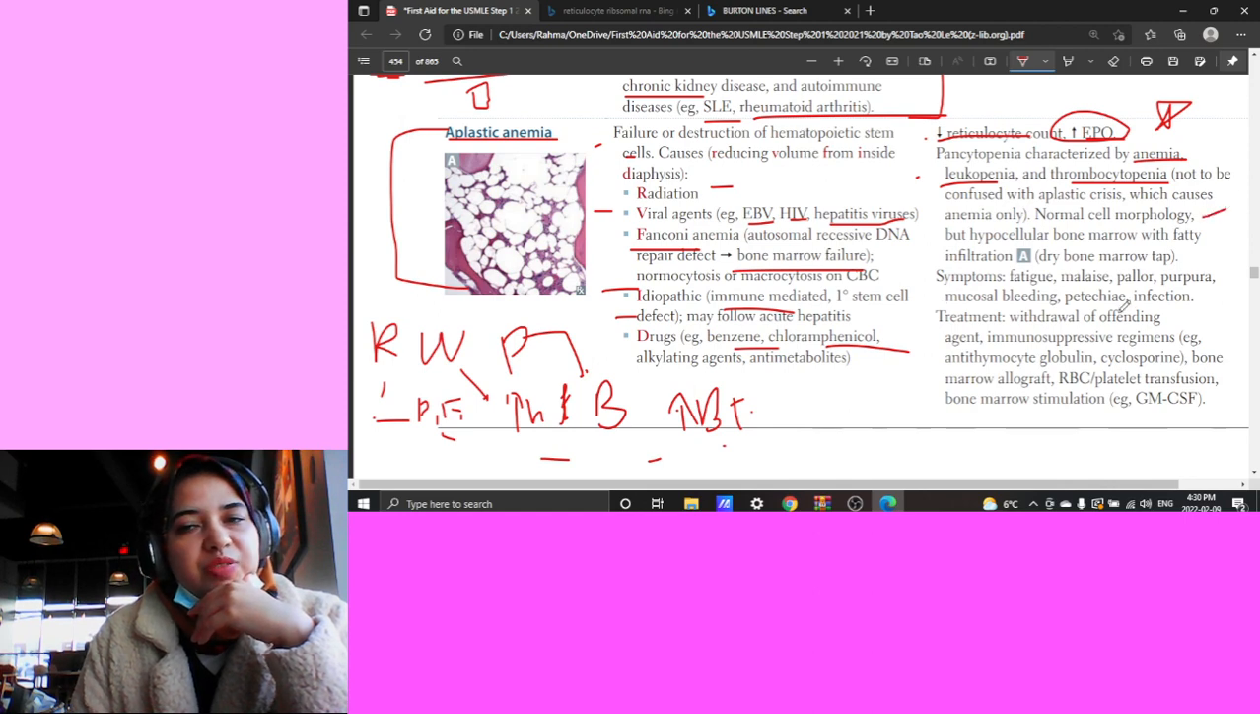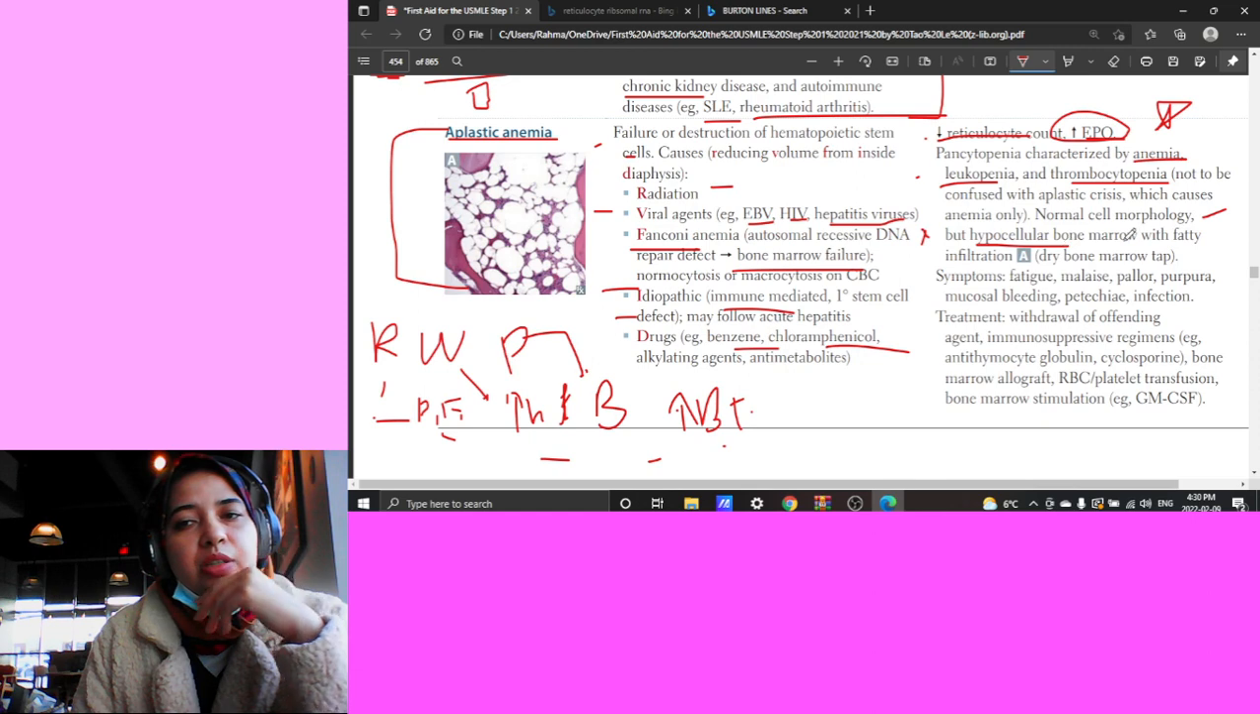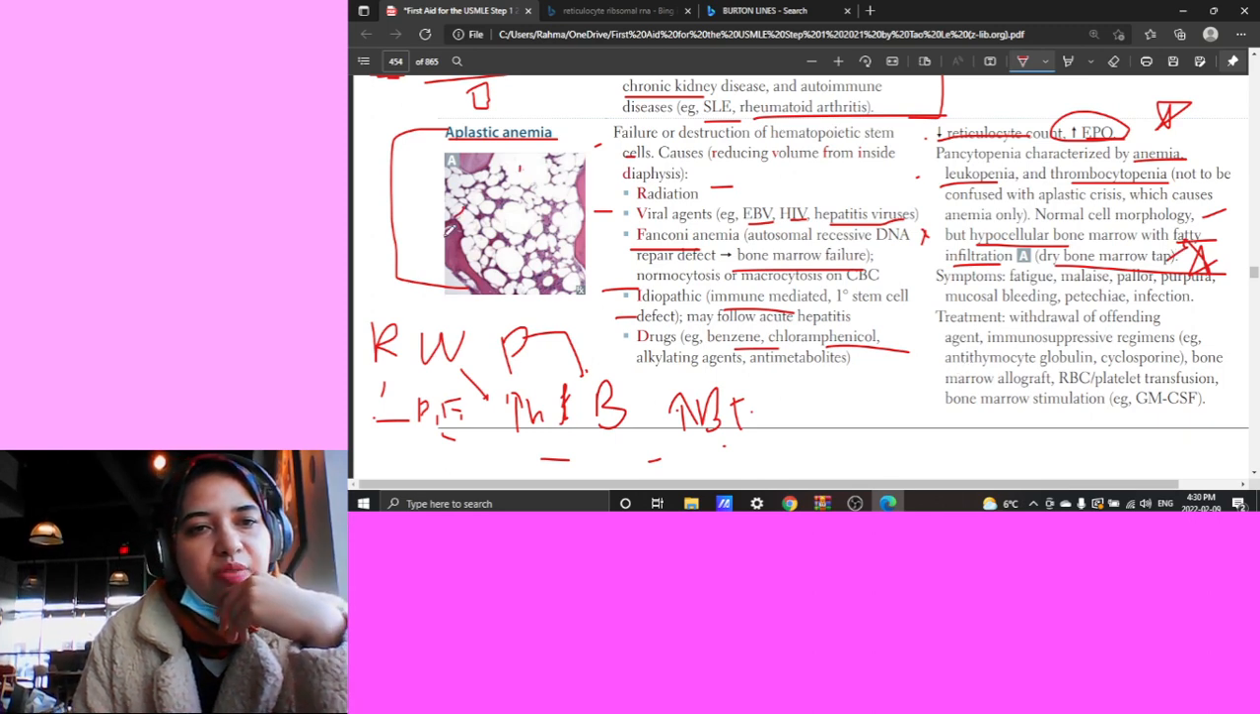You're going to have normal cell morphology, there's nothing wrong with them, but you're going to have a hypocellular bone marrow, that's very important. Hypocellular bone marrow and fatty infiltration. So if you do a bone tap, it's going to be dry. Dry bone tap is very important. If I look at it, I can see it's empty here, there's fat cells. All I have is fat cells, no cells. So that's aplastic anemia.